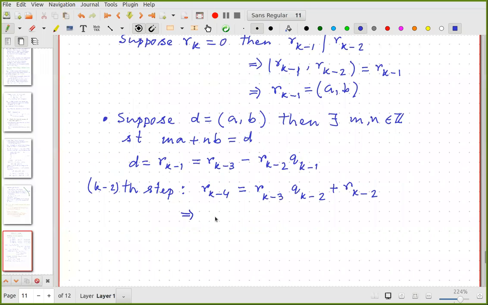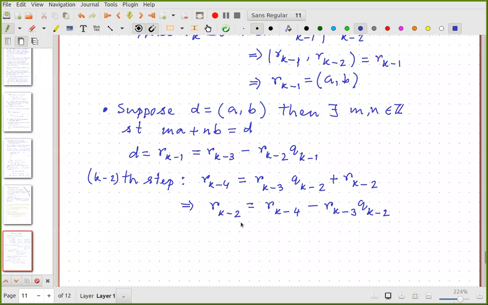So what would this step give? R_{k-2} is going to be R_{k-4} minus R_{k-3} Q_{k-2}, so I just moved this to the other side. And then put this expression into this. So D is equal to R_{k-3} minus, and this R_{k-2} is now replaced by this expression, which is R_{k-4} minus R_{k-3} Q_{k-2}.